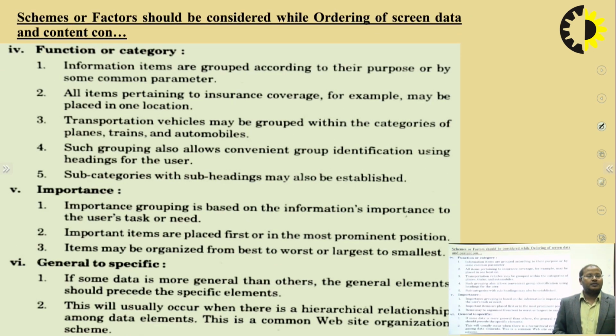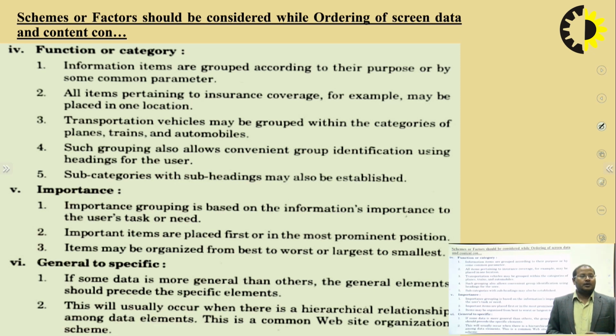Function or category. If some types of data are related to each other, then we will try to make a category. Like transportation vehicles may be grouped within the category of planes, trains and automobiles. Such grouping also allows convenient group identification using headings for the user. Subcategories with subheadings may also be formed. All items pertaining to insurance coverage, for example, may be placed in one location. Importance. If any information or data is very important, then it should be placed first. It should be given priority.